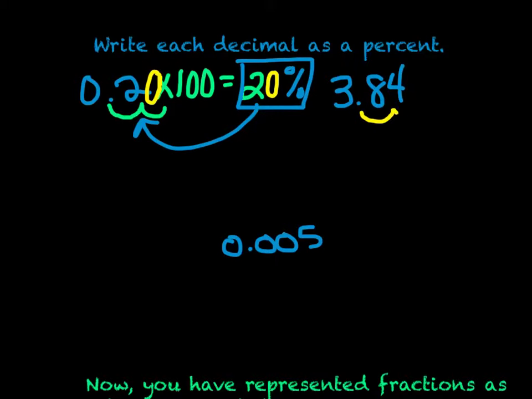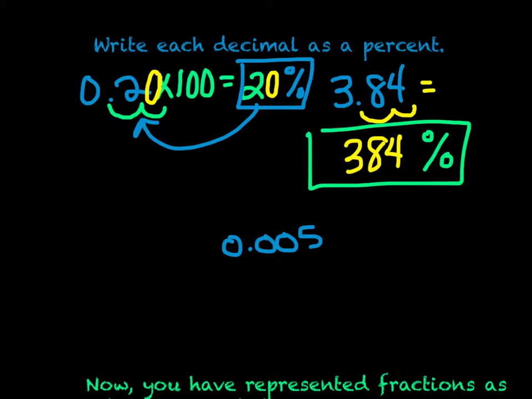3.84 written as a percent. We're going to move the decimal point over 2 place values and we get 384. Last little step is add that percent sign, 384%.